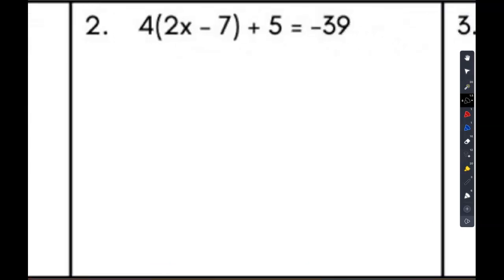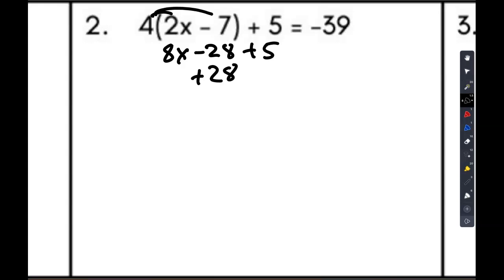All right, so now I have 4 times 2x minus 7. I'm going to distribute. 4 times 2 is 8x. 4 times negative 7 is negative 28 plus 5. I'm going to find my like terms.